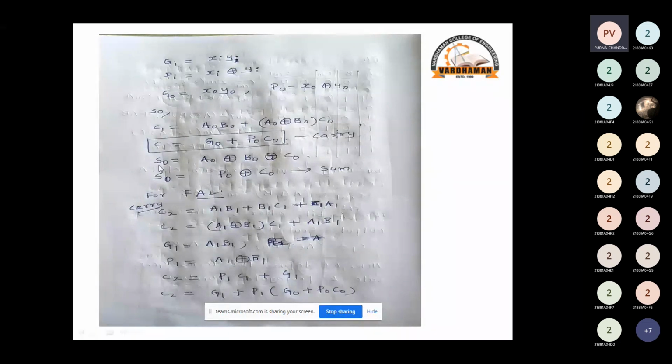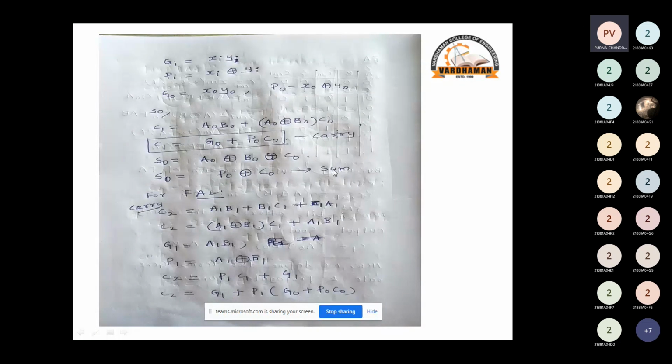Similarly, what is the sum expression? Without understanding the full adder operation, we can't understand the operation of the carry look-ahead adder. First of all, we should know what a full adder is, how many inputs, how many outputs, and what the expressions for sum and carry are. So the sum of the first full adder is S0 is equal to A0 XOR B0 XOR C0. Now A0 XOR B0 is equal to P0, so S0 is equal to P0 XOR C0. This is the sum expression of the first full adder, and this is the carry expression.